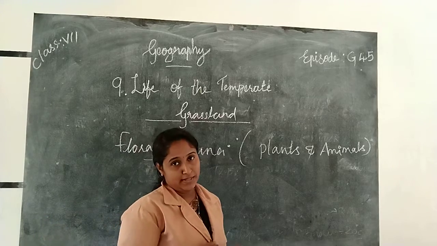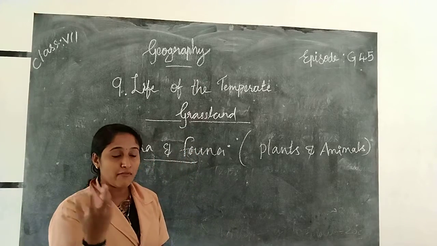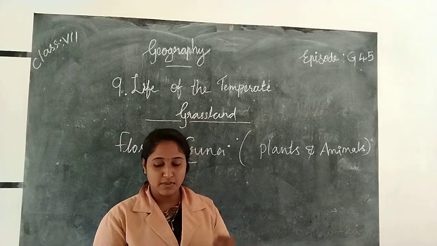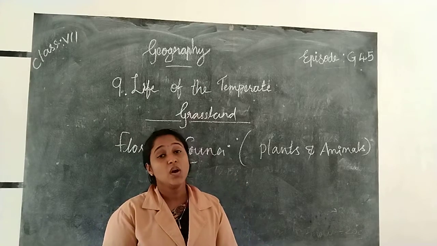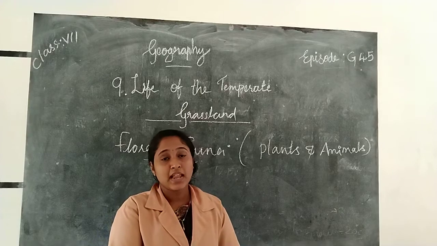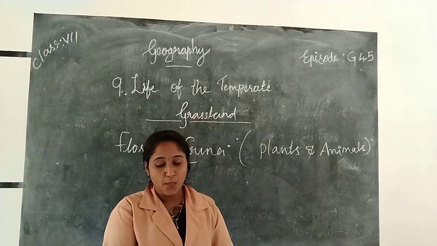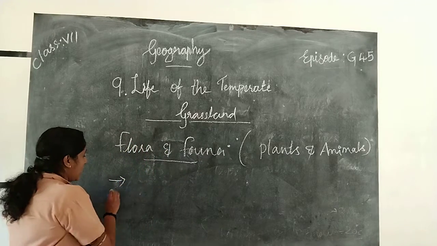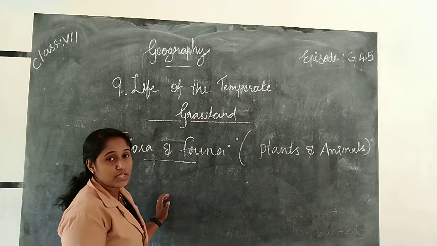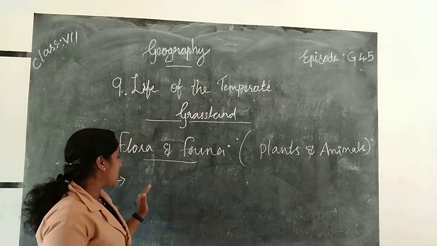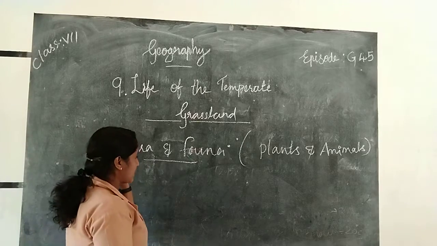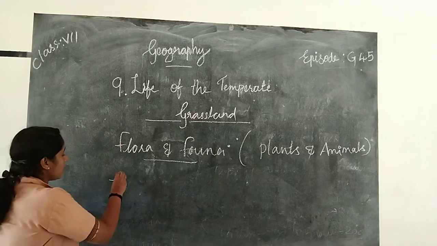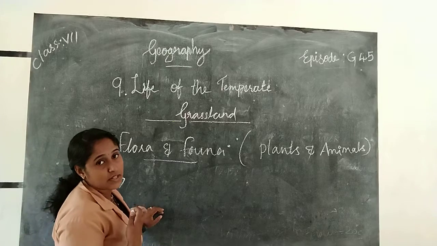But there are places where water is available, and there we can see several kinds of trees like willows, alders and poplars growing. First we consider the case of plants, that means the flora. In the case of flora, mostly there are practically no trees.